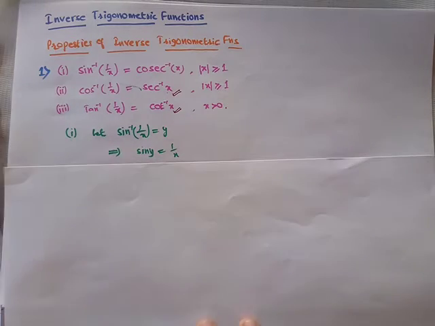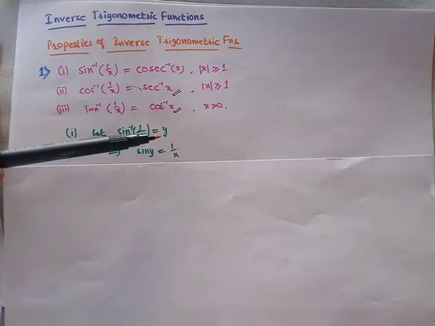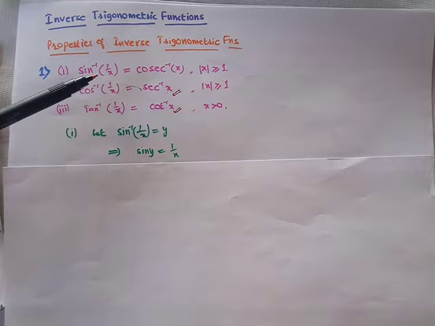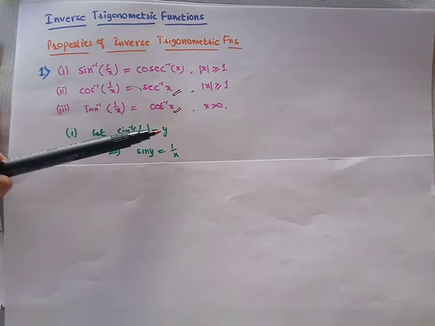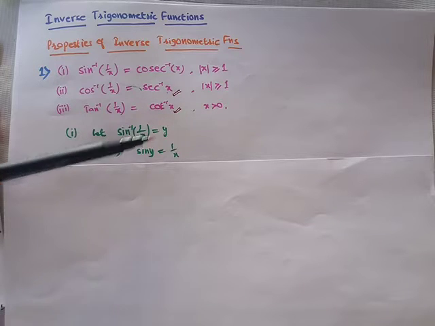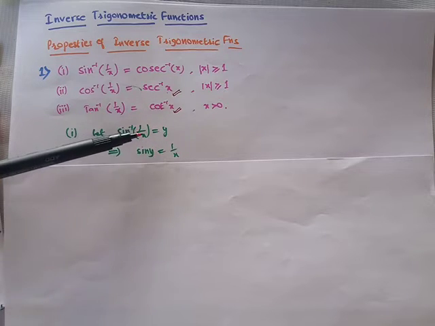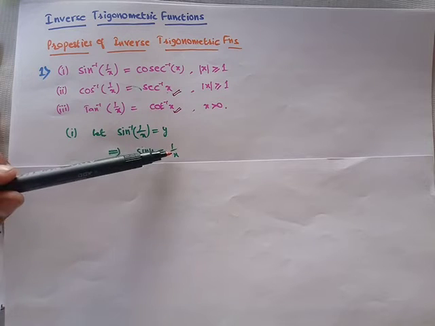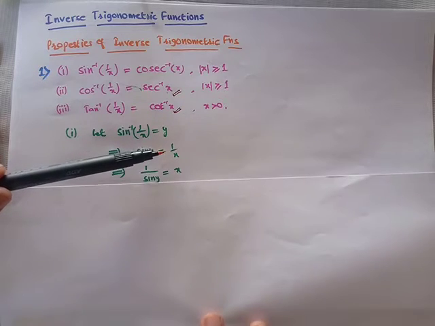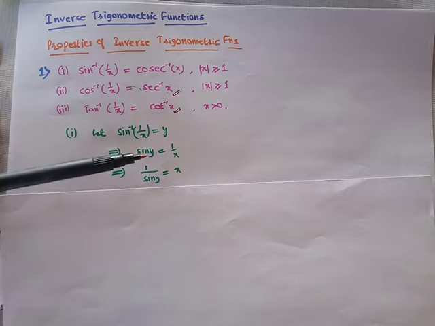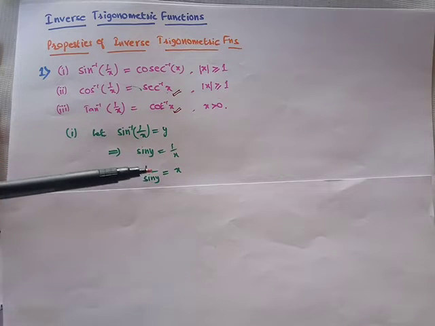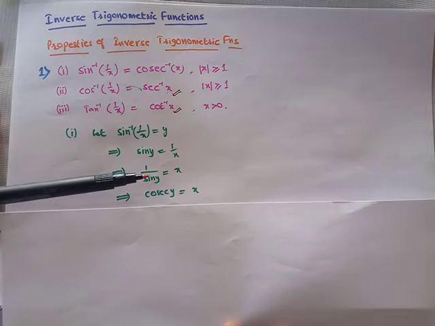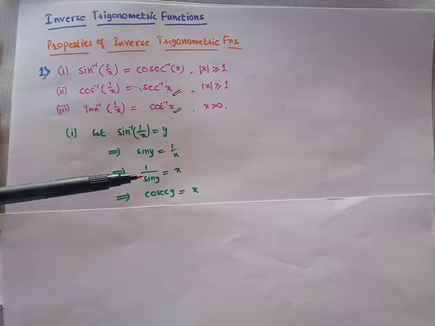First of all, I'm taking the first one. Let y is equal to sin inverse of 1 by x. Then send this sin inverse to the right hand side. It will become sin y is equal to the remaining part, 1 by x. Next, taking the reciprocals, 1 by sin y is equal to x, and 1 by sin y is equal to cosec y, so cosec y is equal to x.